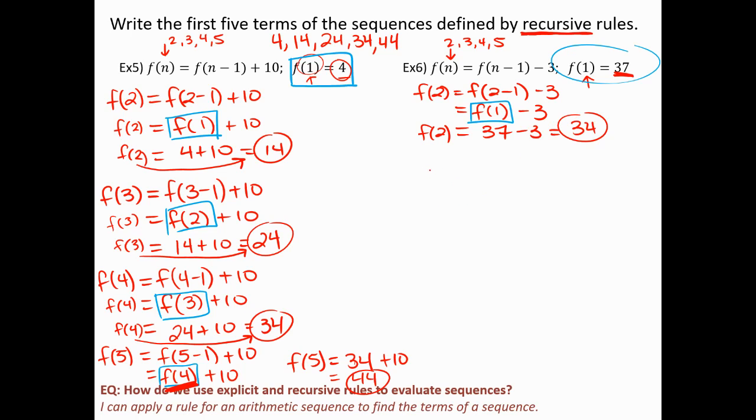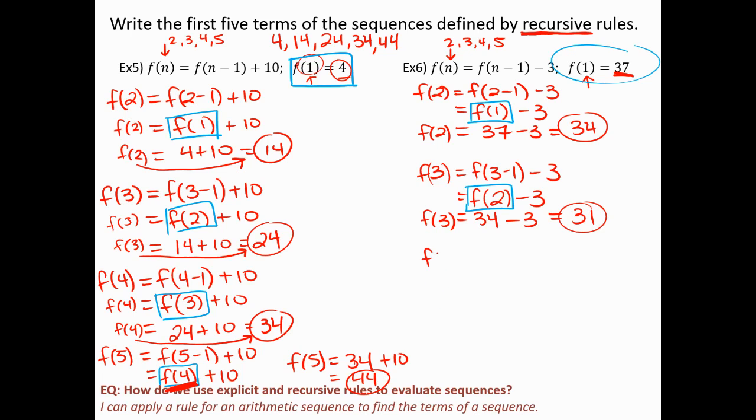All right, so now I go to my next term, f of 3. And all the n's become 3's. And I subtract. So I get 3 minus 1 is 2. And I know f of 2 is 34. And so then I would subtract. Remember, I am pulling that f of 2 from my previous problem, which was right up there. So I'm saying instead of f of 2, I'm going to write what it equals, which was 34. And then 34 minus 3 is 31.